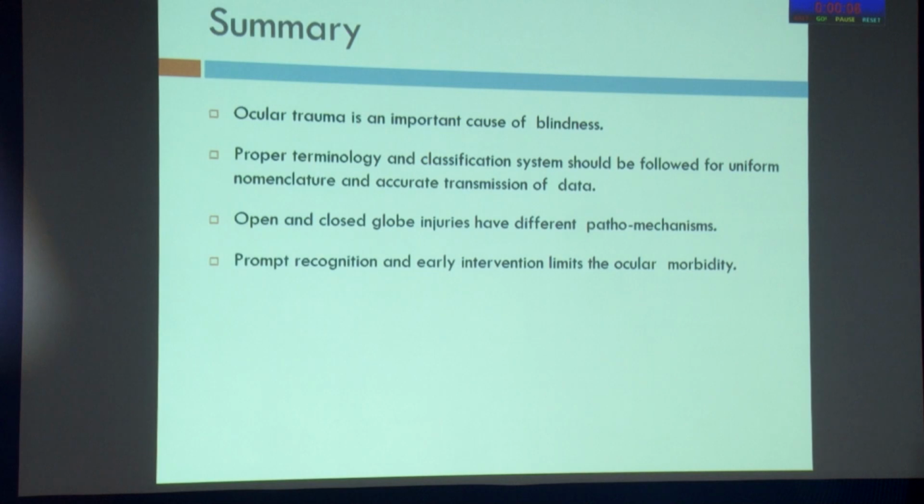So to summarize, ocular trauma is an important cause of blindness. Proper terminology and classification system should be followed for uniform nomenclature and accurate transmission of data. Open and closed globe injuries have different pathomechanics, and prompt recognition and early intervention limits the ocular morbidity.